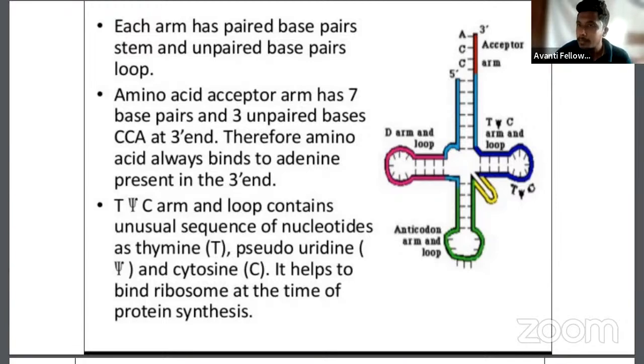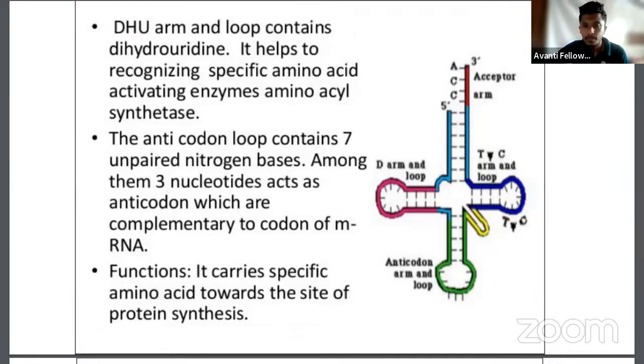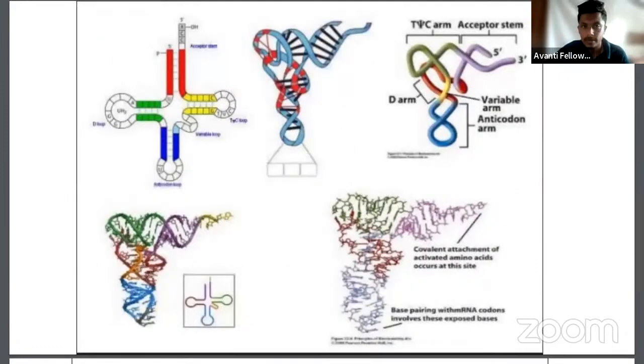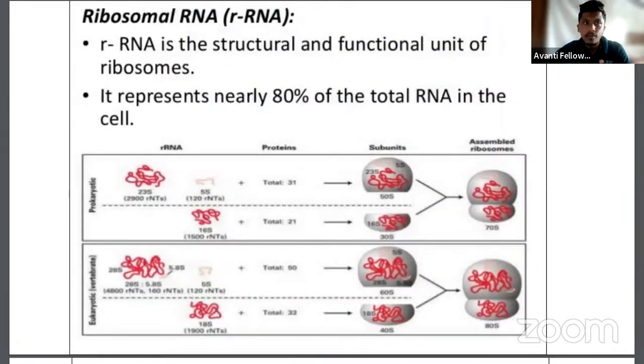What is there in the 5' end? There is a methylated guanosine, right? Methylation is already happening there to stabilize your tRNA. Done. So you understood the tRNA structure, right? So let's go further. This is one important thing.